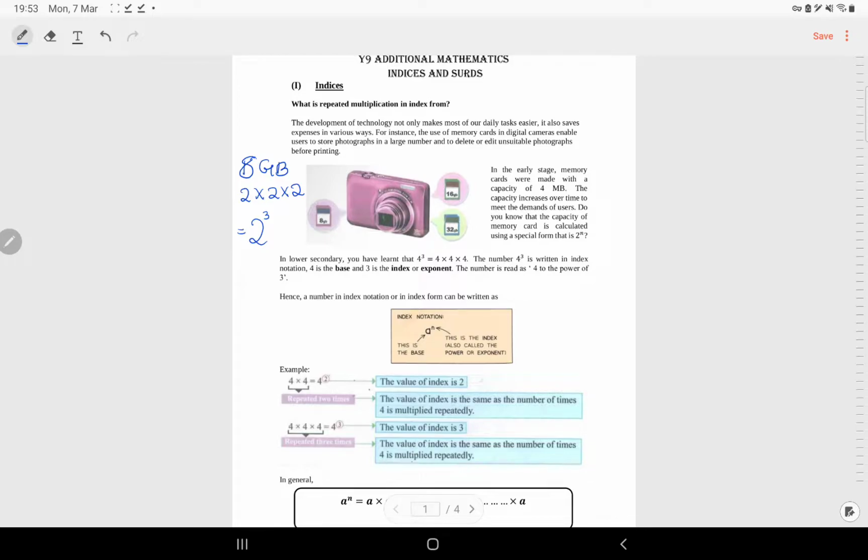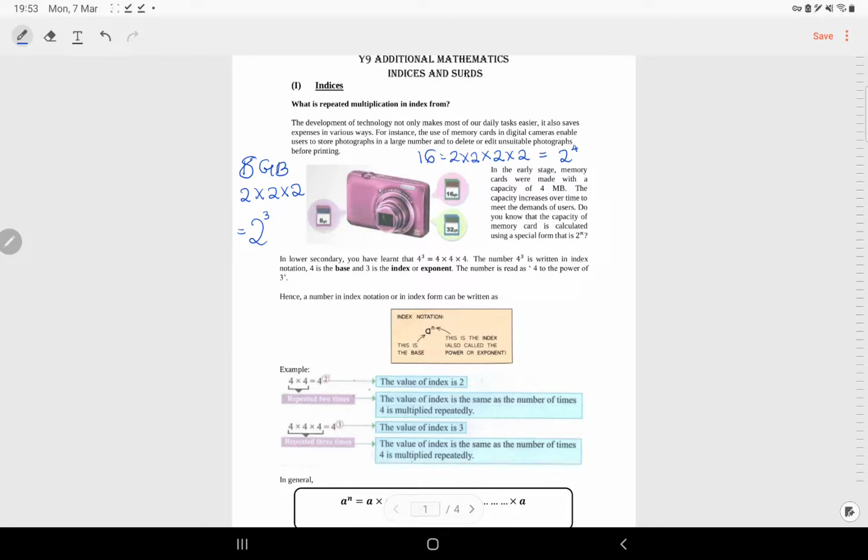Same thing when you have 16 gigabyte. Because it is calculated in a special form using indices, 2 to the power n, 16 is basically 2 times 2, that's 4, times another 2, that's 8, times another 2. So that would be 2 to the power 4. So the n increases as the demand increases.